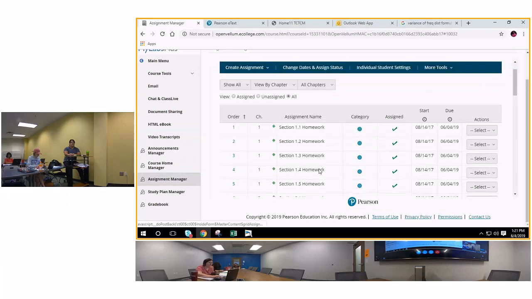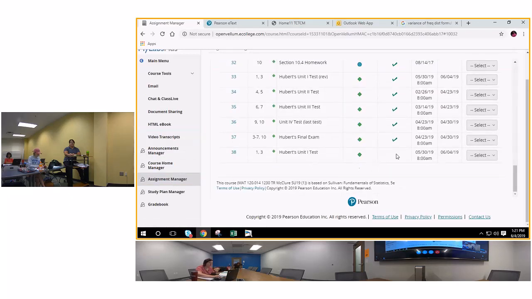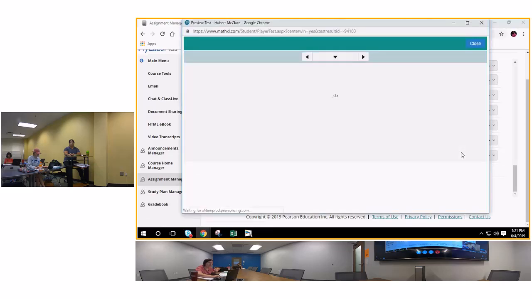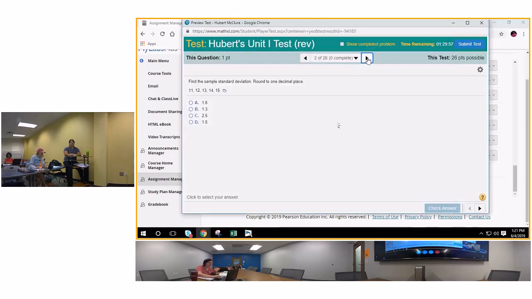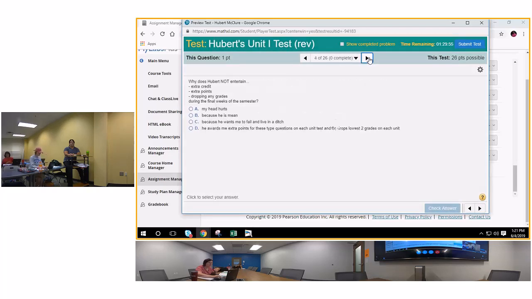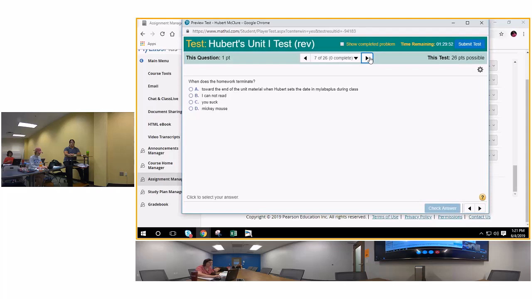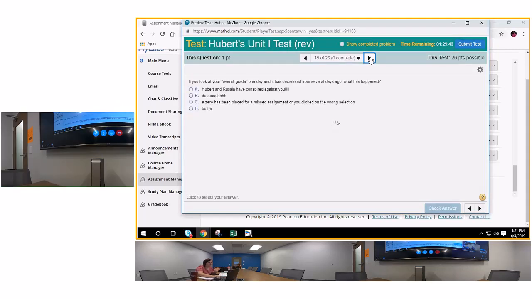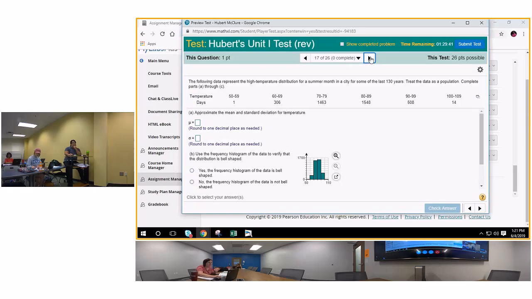Assignment manager, where's y'all's test? Unit 1 test, no. Unit 1 test revised. Preview. See if it'll pull the other one up. It's not supposed to bunch them up like that. There we go. Now, it's going to ask for the same thing. I really don't care about what it's asking for because it's going to be the same thing. Let me go ahead and copy it.